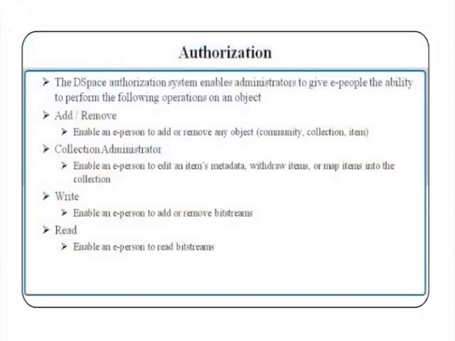The authorization system in DSpace enables the administrator to give e-people the ability to perform add and remove operations by which an e-person can remove or add any community, collection or item. As a collection administrator, an e-person can edit an item's metadata, withdraw items or map items into the collection. Write permission enables an e-person to add or remove bit streams, whereas read permission enables only reading of bit streams.